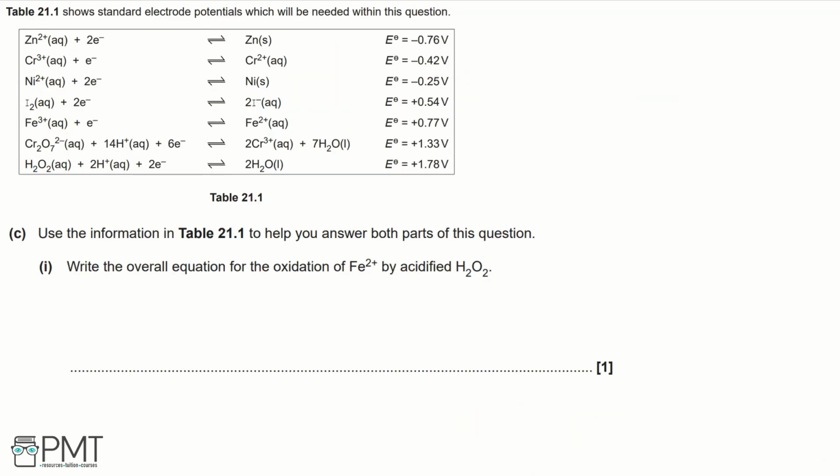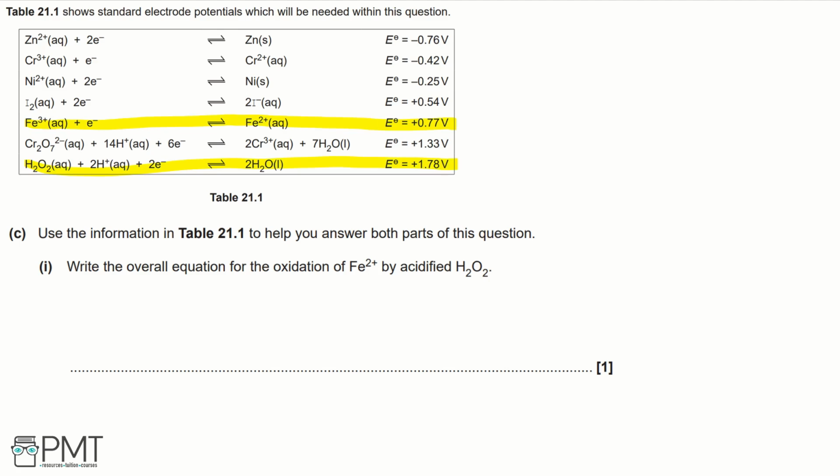Part C. Use the information in table 21.1 to help you answer both parts of this question. Part 1. Write the overall equation for the oxidation of Fe2+ by acidified H2O2. Firstly, we need to identify the electrode potentials we're using. So here I've highlighted them.